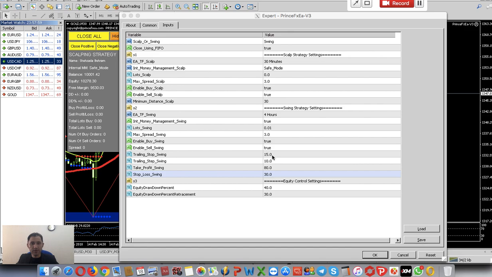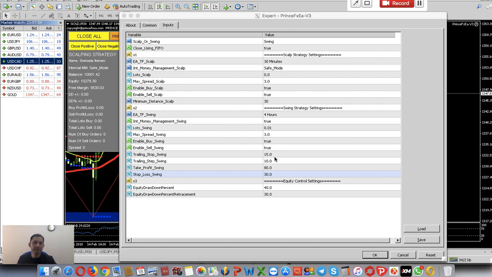Normally this default setup is recommended. We have been running with this setup, but probably with some brokers, because of spread difference, commission difference, slippage, and also swap, we cannot ensure 100% that it will work with each and every broker.